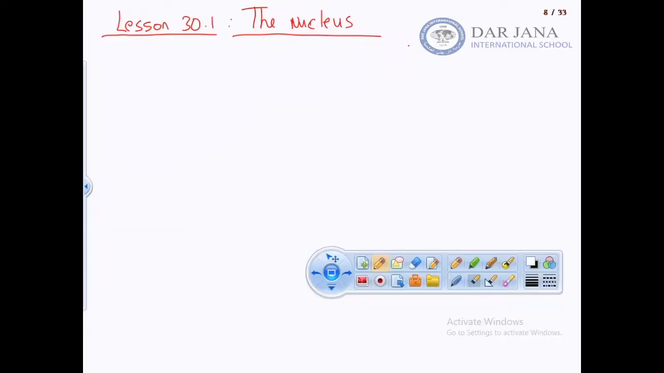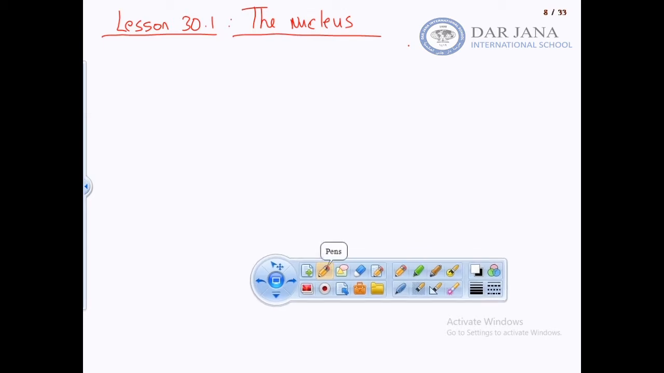Hello, grade 12 students. Today our lesson will be about nuclear physics, chapter 30. We will start with lesson 30.1, which is about the nucleus.